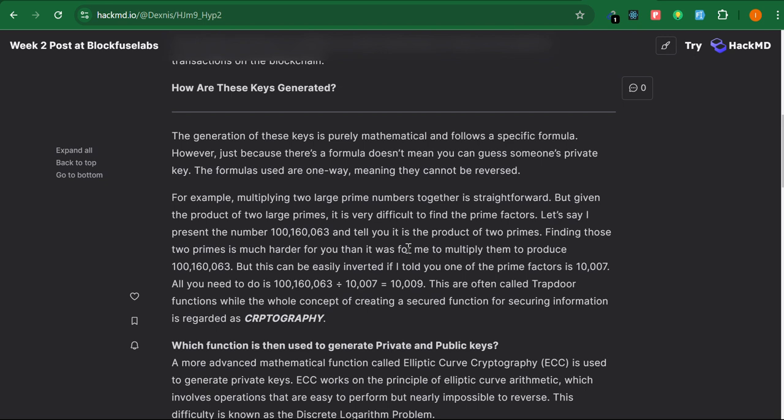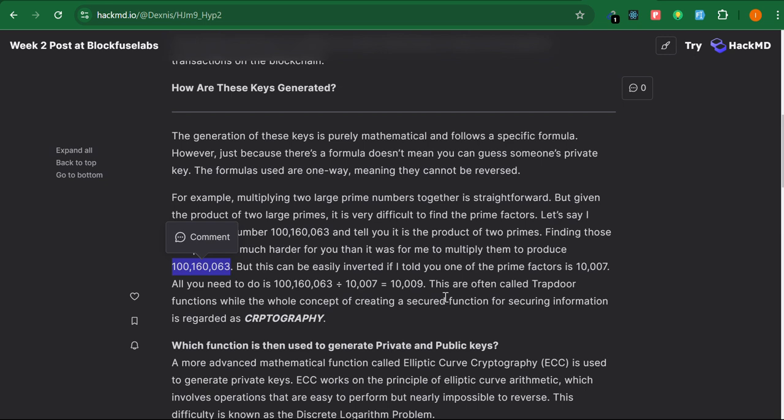Okay, so let's assume, but it becomes easier if I tell you that one of the prime factors is 10,007 here. If I give you this information, that means if I give you more information, you would be able to get the other prime factor of this number. Okay, so these are often called trapdoor functions.